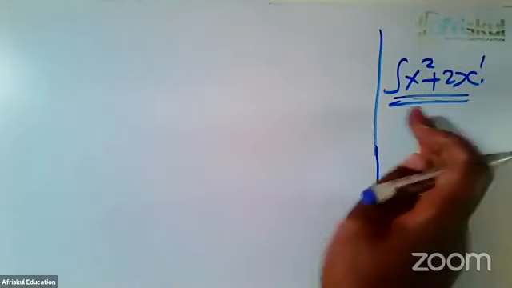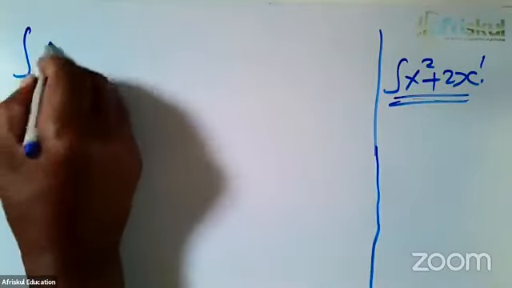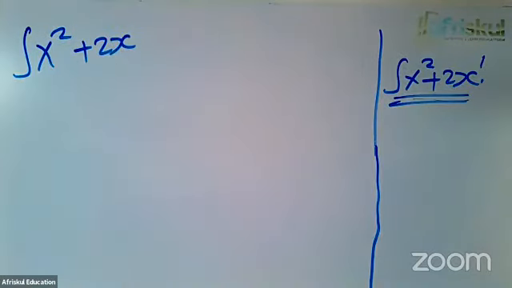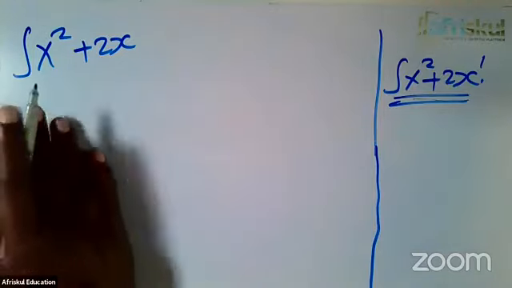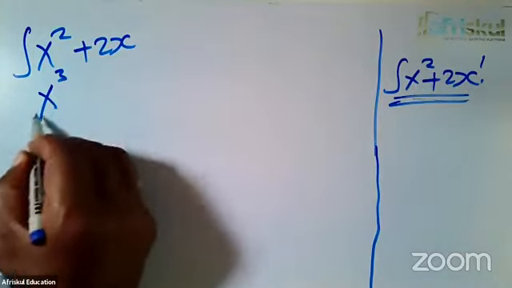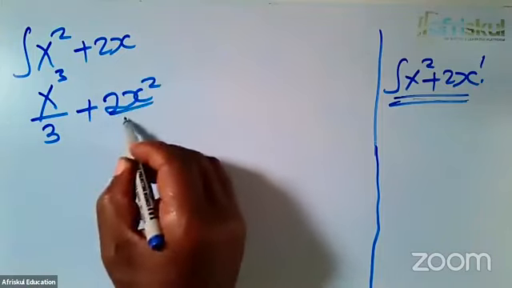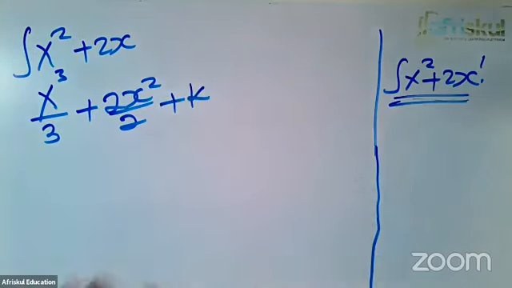So if you're told here to integrate, ladies and gentlemen, this one, what do we have? We have x squared plus 2x. If you integrate this, what have we said? This will be x cubed over 3 plus 2x squared over 2, plus k. It's always good for us to keep on repeating these things. Very important for us to keep on repeating.